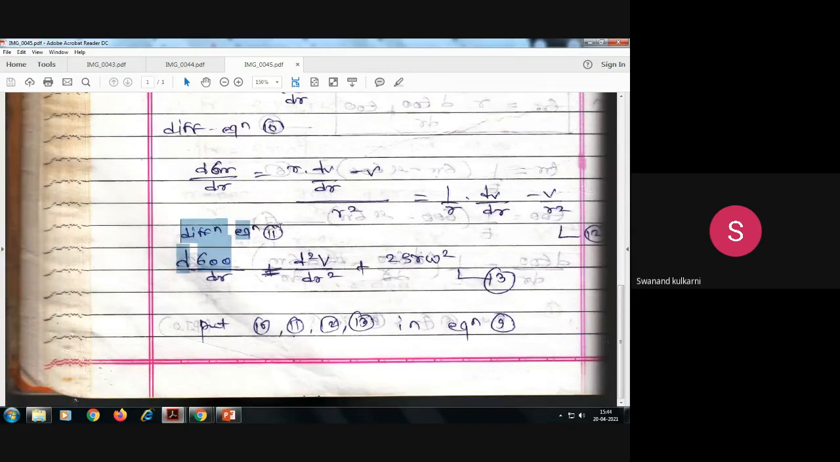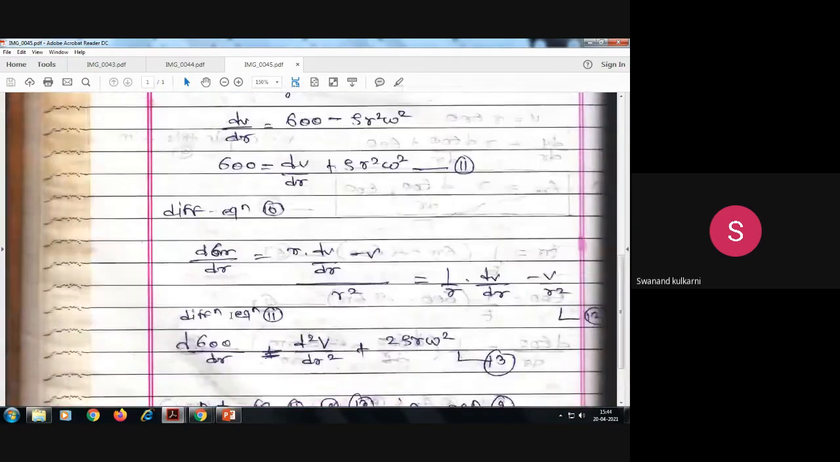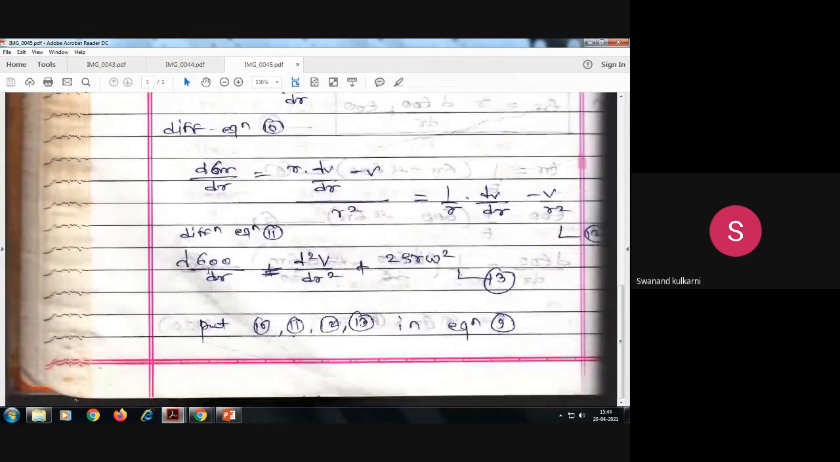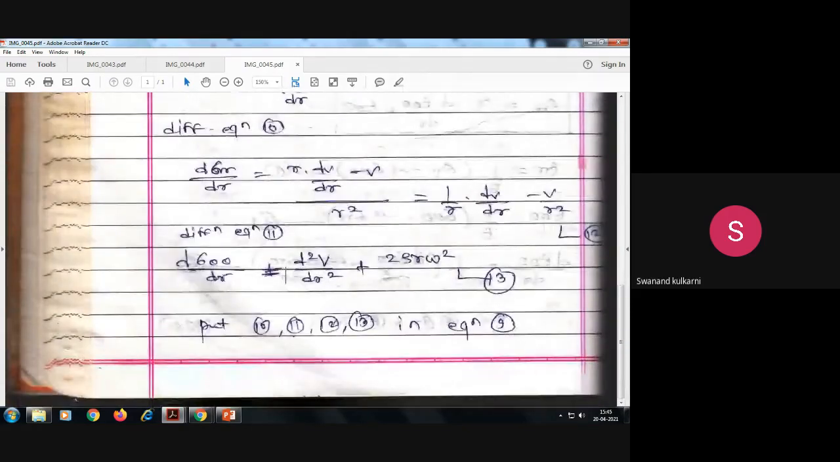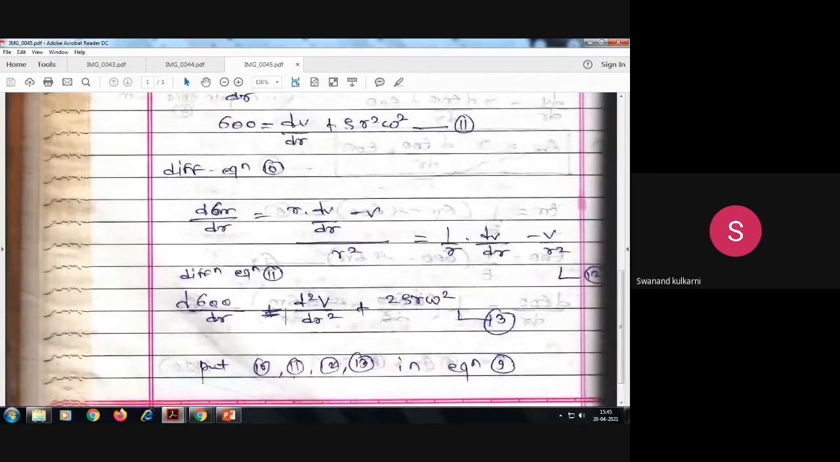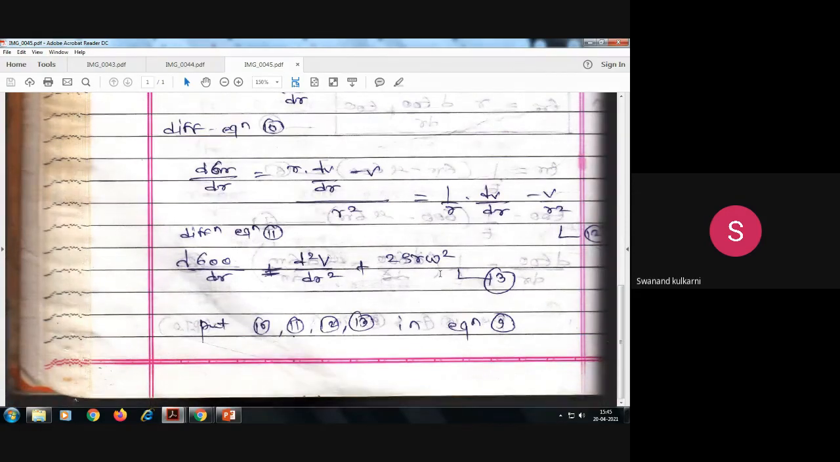Then differentiate equation 11 again. So this is equation 11. After differentiating this equation with respect to r, d sigma theta theta upon dr is equal to d squared V upon dr squared, and after differentiating we will get this term here: d sigma theta theta upon dr is equal to d squared V upon dr squared plus 2 times rho r omega square. Is it okay?